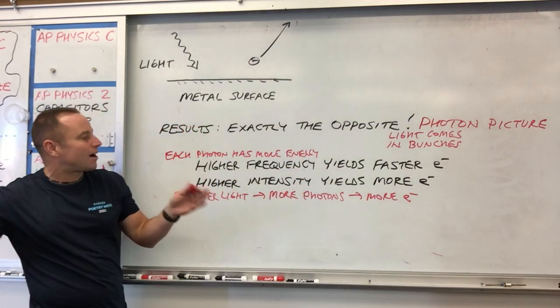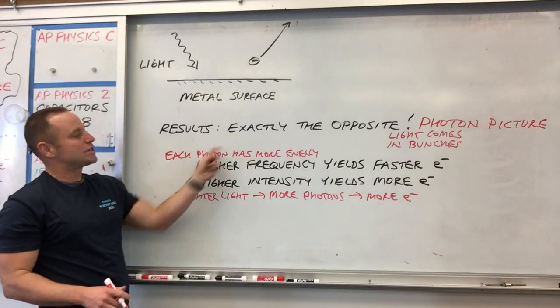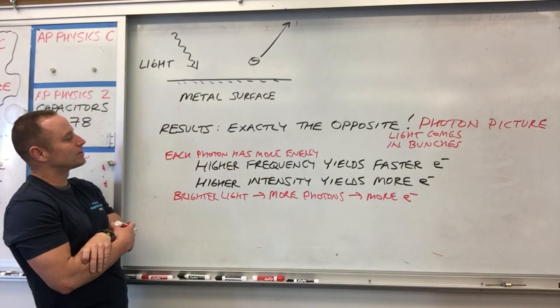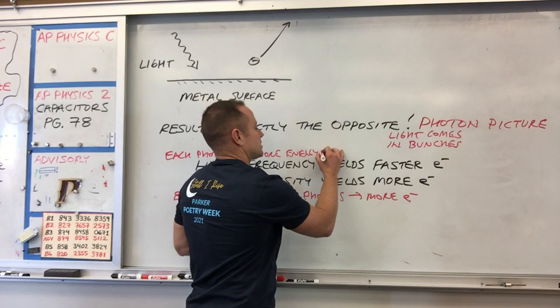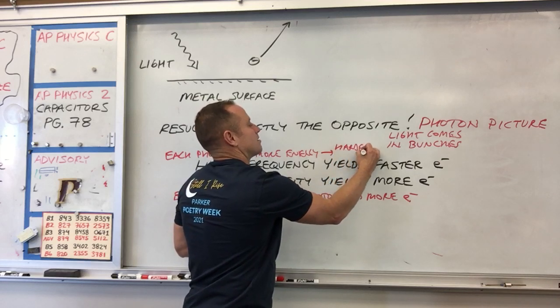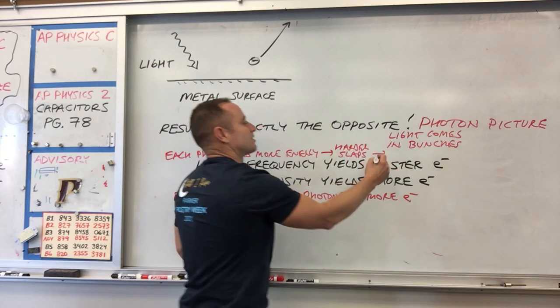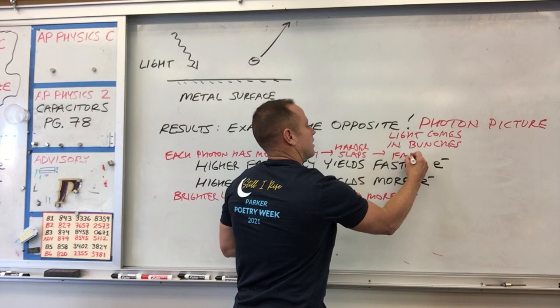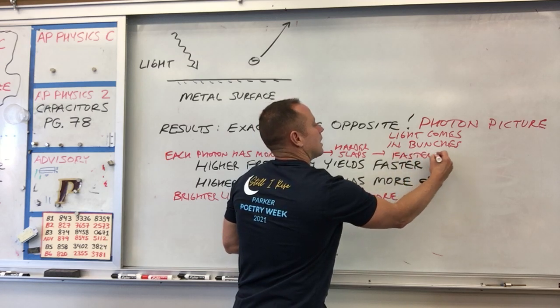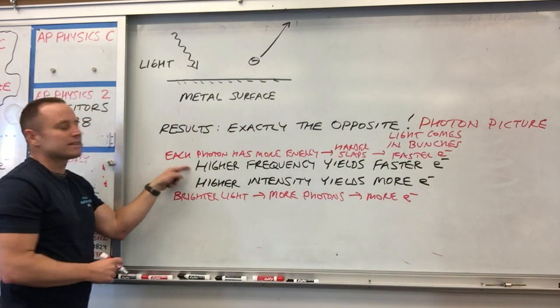So that's basically like a harder slap to the surface. Okay, each photon coming down, it's a more vicious photon if it's a higher frequency photon. So that's kind of like harder slaps to the surface. All right, faster electrons. So this was really the tougher part to get.